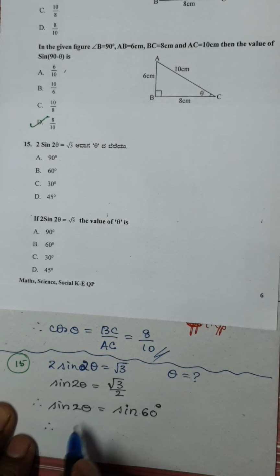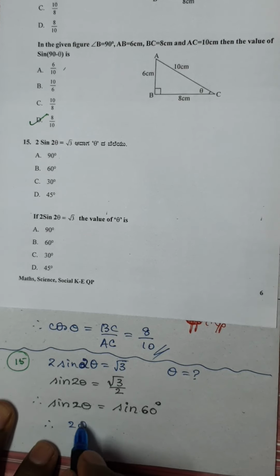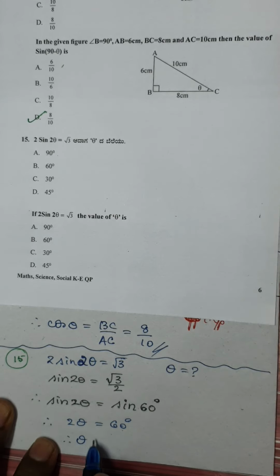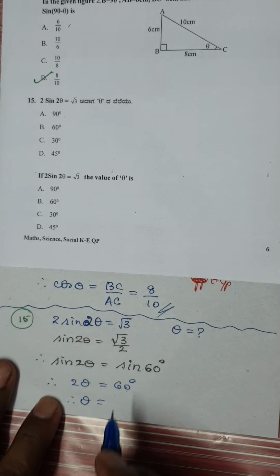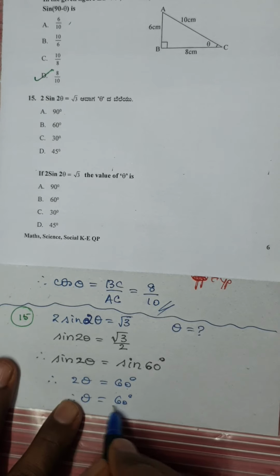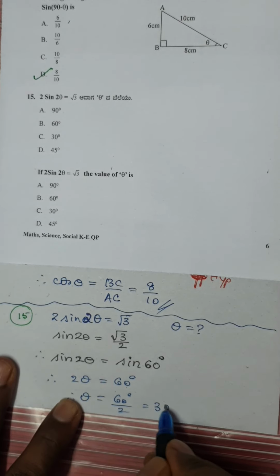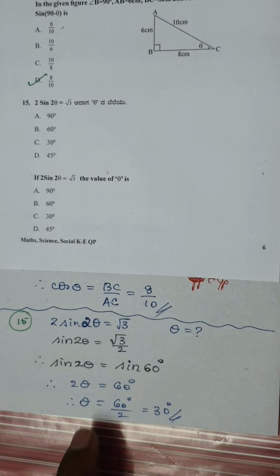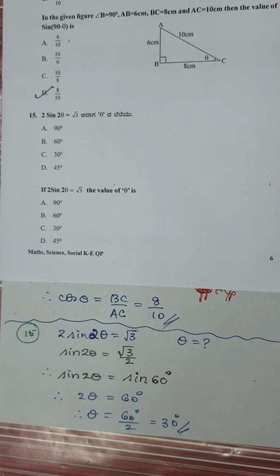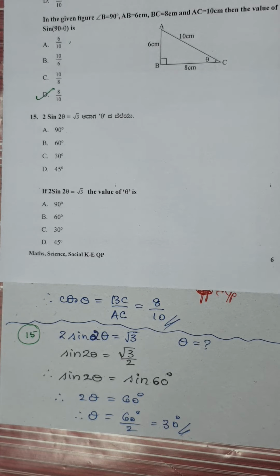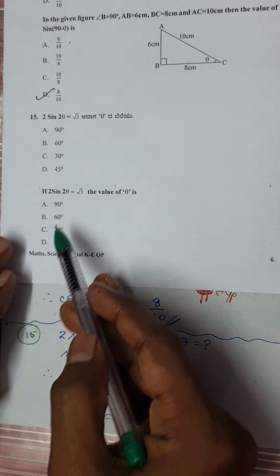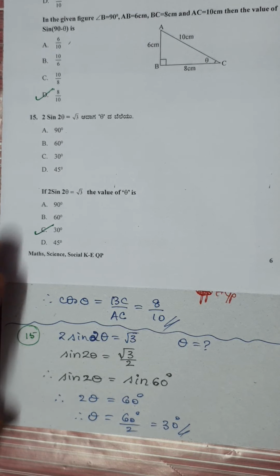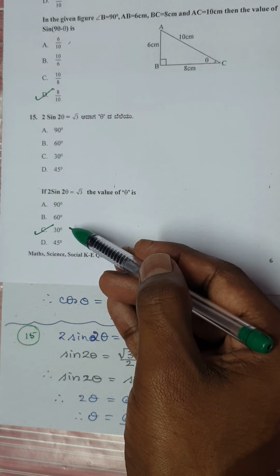So sine 60 degrees is equal to root 3 by 2. If you compare LHS and RHS, you get 2 theta is equal to 60 degrees. Therefore, the value of theta would be 60 degrees divided by 2, which is nothing but 30 degrees. So the right answer should be 30 degrees. Check for your option. Option A given is 90, that's not the correct answer. Option B is 60, that is also not the correct answer. The correct answer you can find in option C, which is 30 degrees. Is it clear?